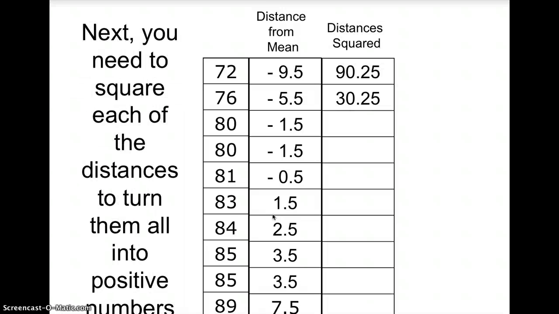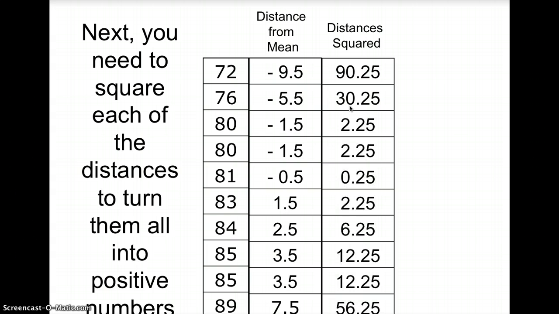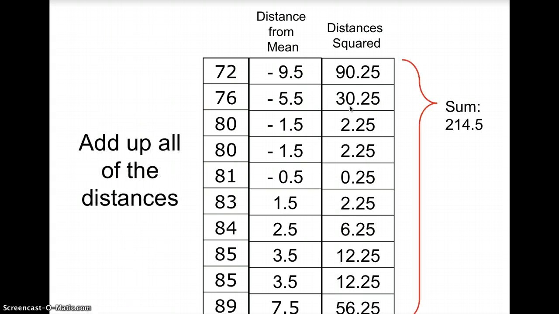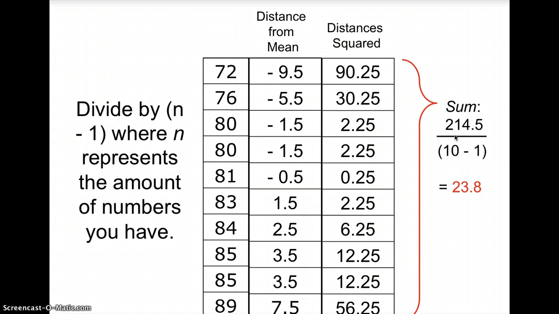You then square those distances. So 9.5 squared is 90.25. Negative 9.5 squared is 90.25. Negative 5.5 squared is 30.25, and you're going to continue to do that for all the values. You then add up all of your squared deviations, and you get a total here of 214.5.